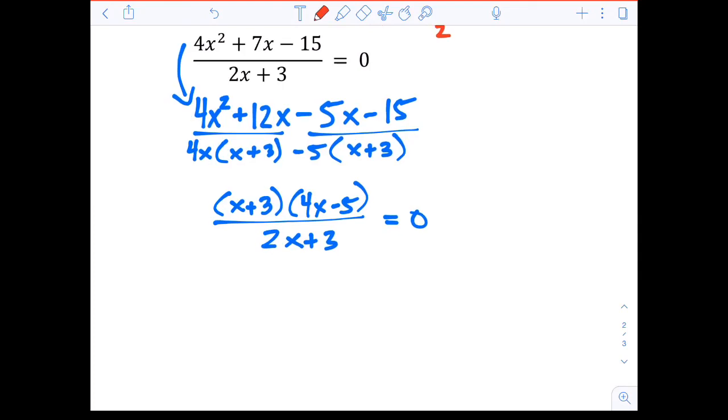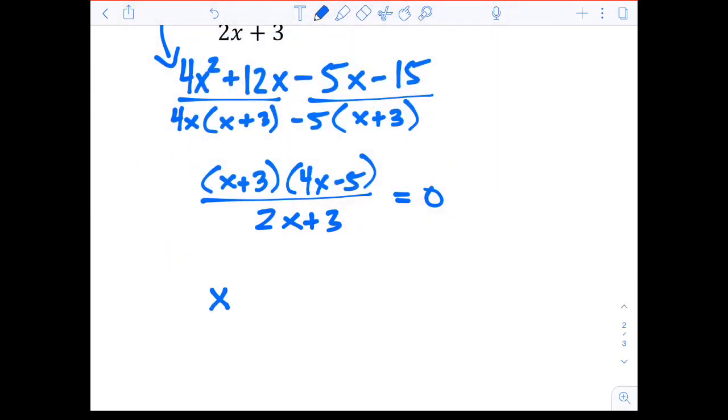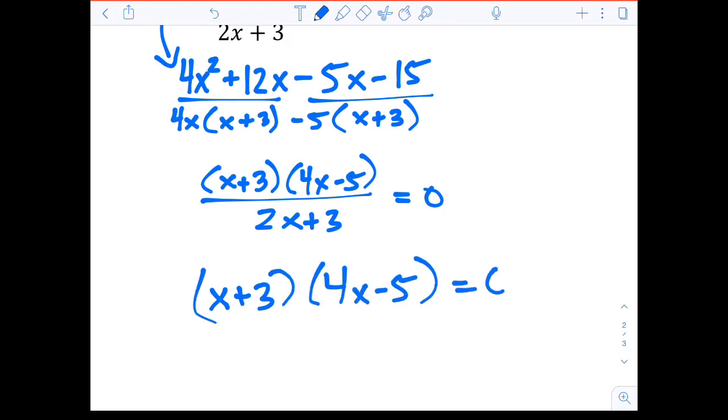So I'm going to put that down below here. We have x plus 3 and 4x minus 5 is equal to 0, and we're going to solve it. x is equal to negative 3, and we have x is equal to 5 over 4.